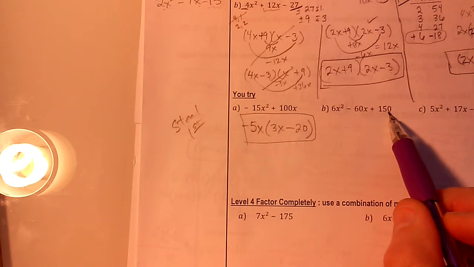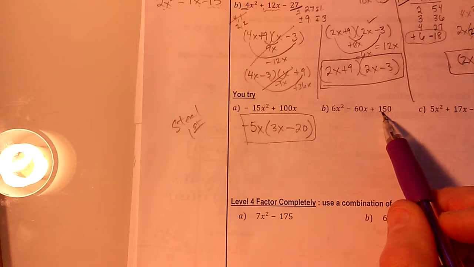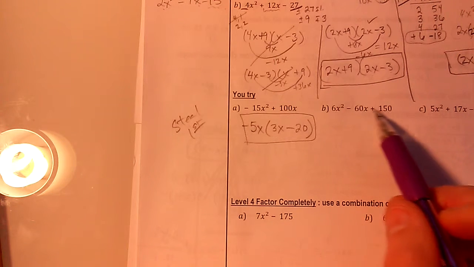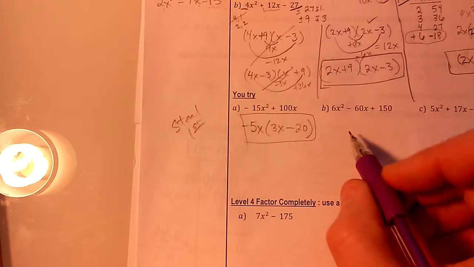Try to steal first in the next one. They're all even. So I can definitely take out a 2. And is this divisible by 3? I think these are all divisible by 6. 150 divided by 6 is, yeah, that works as well. All right, so I'm going to steal a 6 from each one of these.